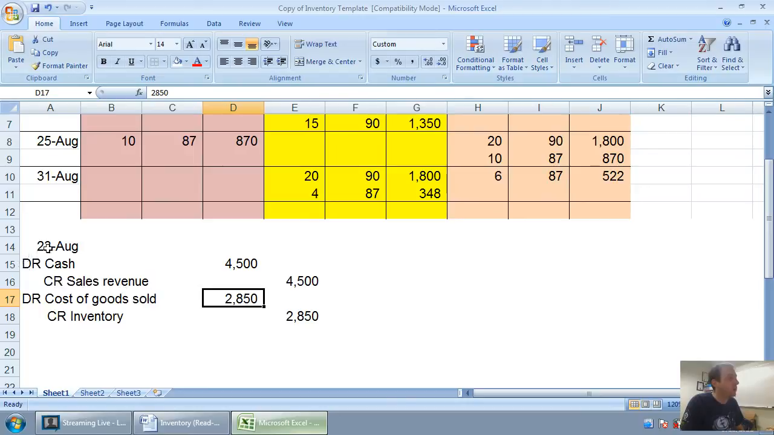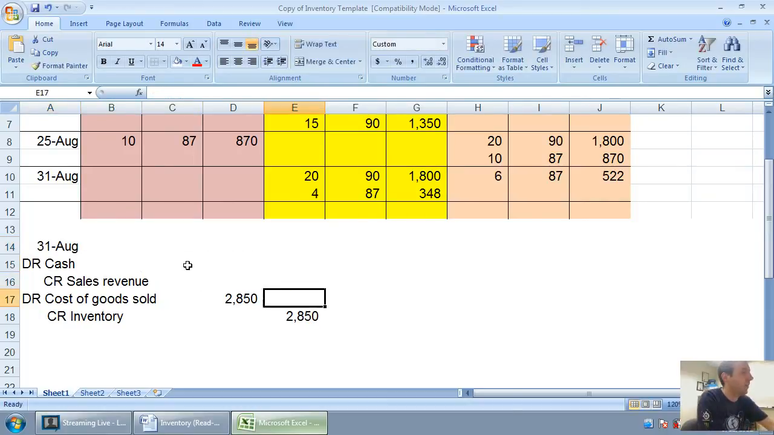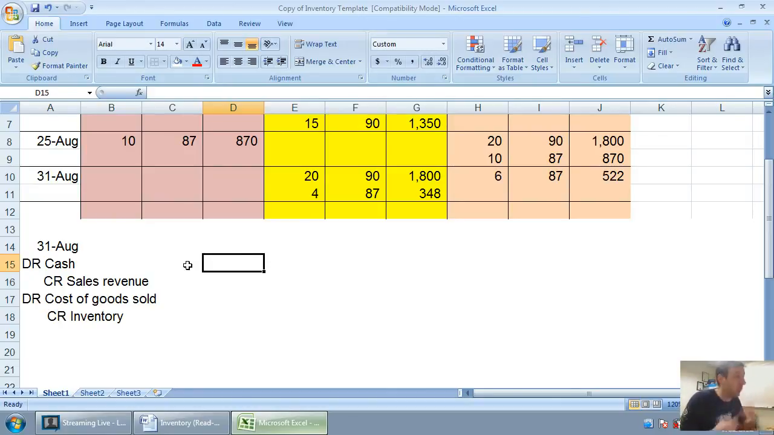Our last two entries are very similar. August 25th, debit inventory, credit cash for $870. I'm not going to do that journal entry. August 31st, let's do that one quickly. Again, very similar layout. Debit cash, credit sales, debit COGS, credit inventory, because we're selling inventory. So it requires one of those double entries.